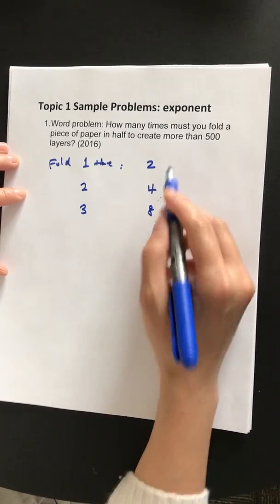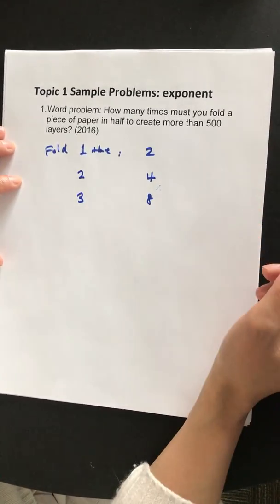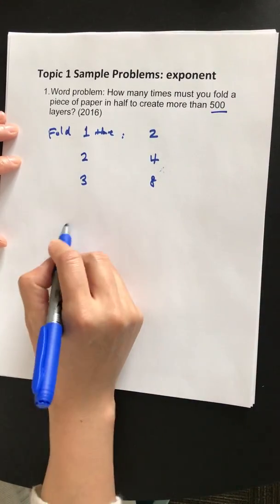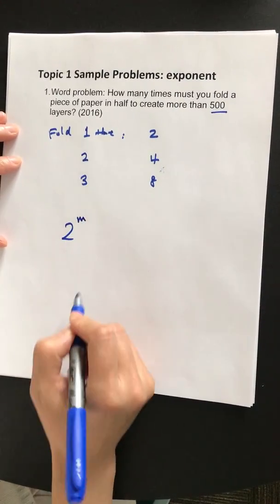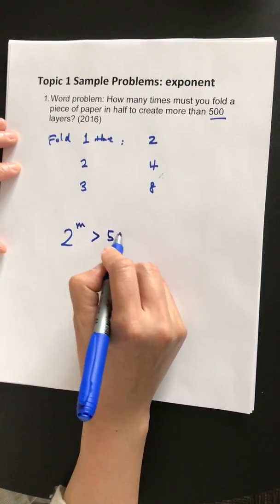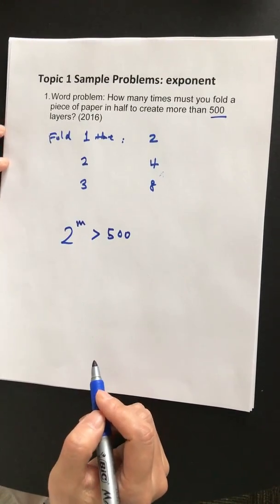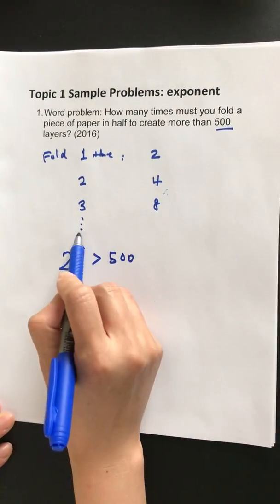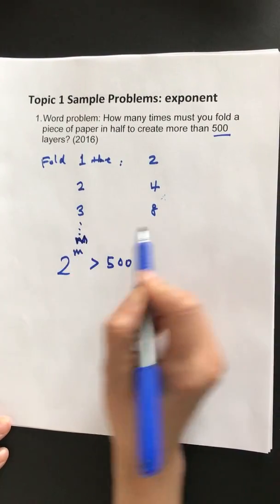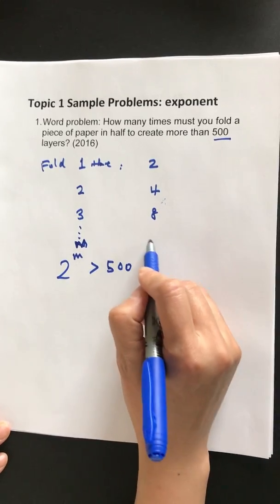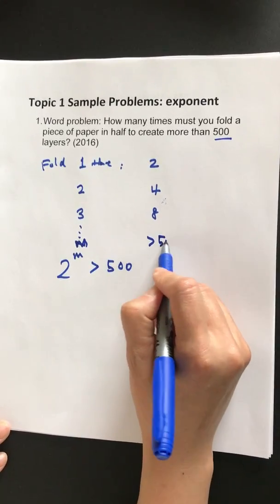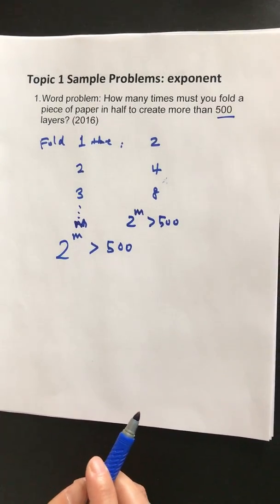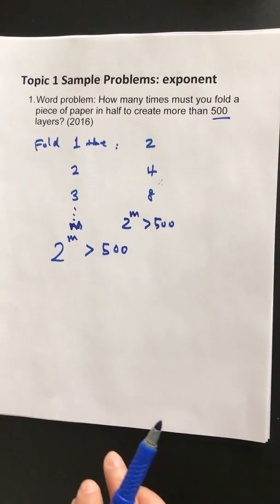So you can see that every time you fold, you multiply by 2. So you want to find out when 2 to the exponent will be greater than 500. So that's how you do this. You fold m times, and you have more than 500. So 2 to the power of m. I hope the students can figure out what m is.